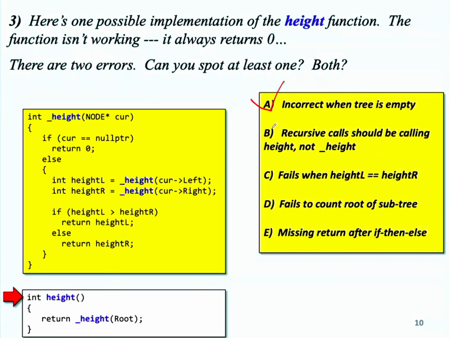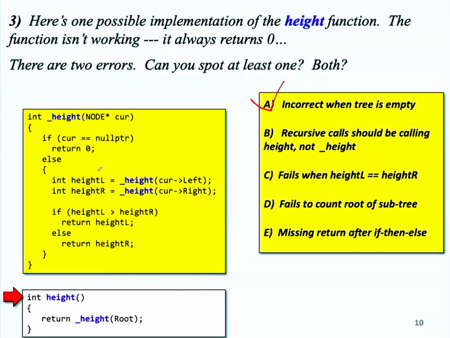All right, so what about B? Anyone for B? Okay, good. Yeah, B doesn't seem to be a reason. Recursive calls should be calling height and not underscore height. Well, the point to note is because it's a recursive call, and how recursion works is that.